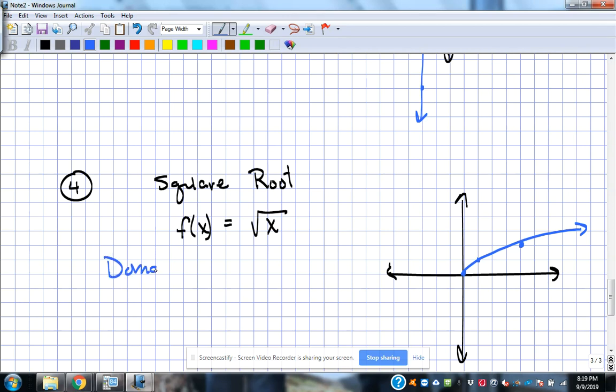Domain starts at 0, goes to positive infinity. Range starts at 0, goes to positive infinity. This one's a little different on domain and range than some of the others. Okay, we did square root. The next one will be cubed root.